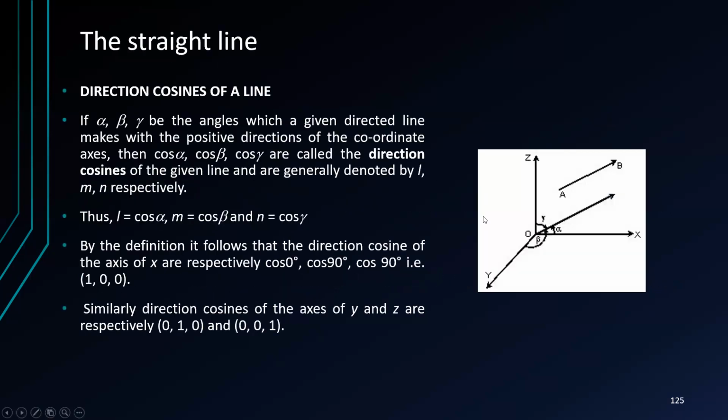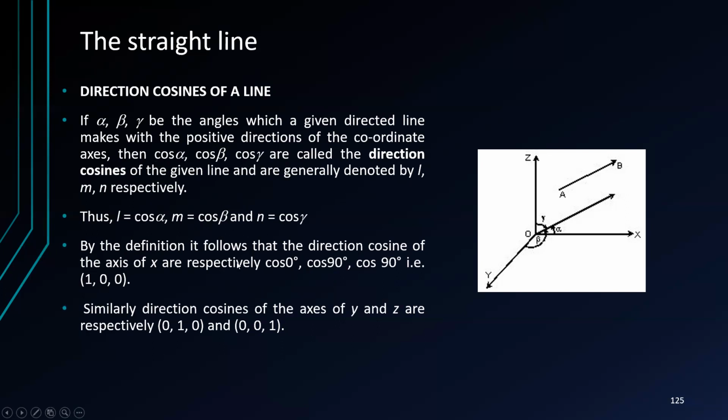Direction cosines of a line. This is the point P. At this point, the angles with the x, y, and z axes are alpha, beta, and gamma, which a given directed line makes with the positive direction of the coordinate axes. Then cosine alpha, cosine beta, cosine gamma are called the direction cosines of the given line and are generally denoted by l, m, and n. Thus l is cosine alpha, m is cosine beta, and n is cosine gamma.